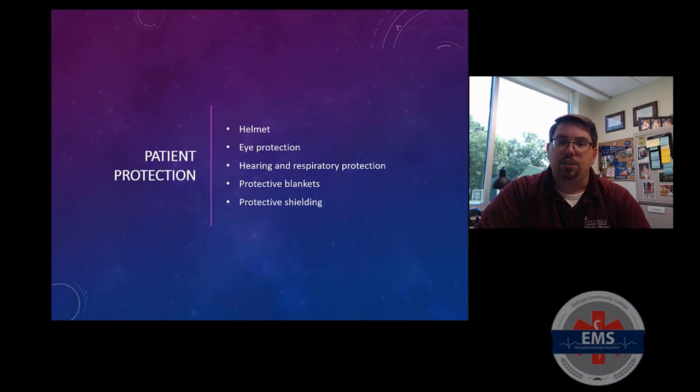Now, for patient protection, we also need some of those same types of PPE. However, in this case, we're now worried about protecting the patient from injury or exposure to their environment. These again include things like helmet, eye protection, hearing and respiratory protection, protective blankets, which is extremely important, and then protective shielding where it's feasible.